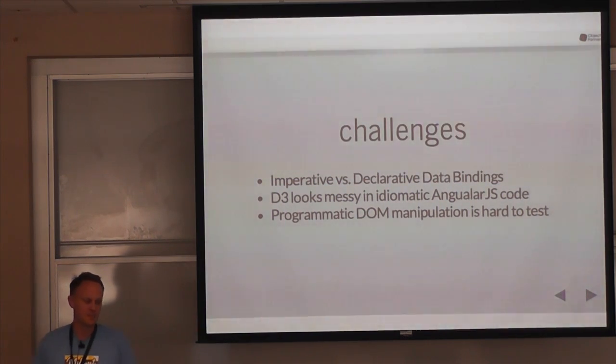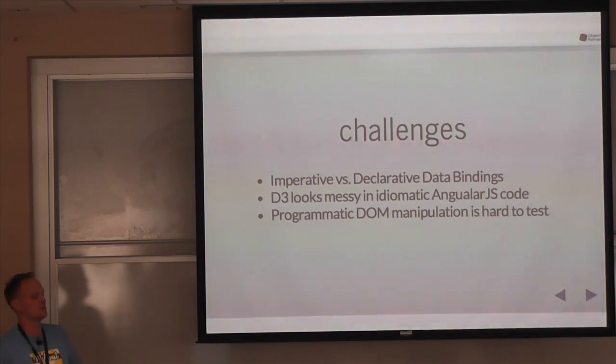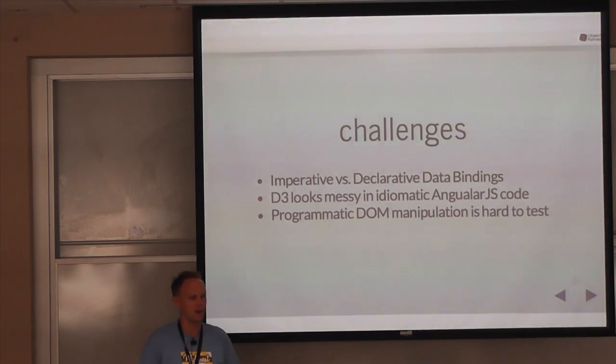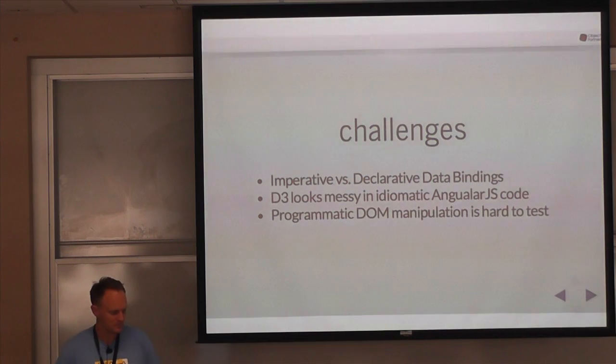So what challenges do we have? I may have mentioned this before. We're looking at imperative versus declarative data bindings, which is fundamentally different. So we're going to try to hide that as much as we can.